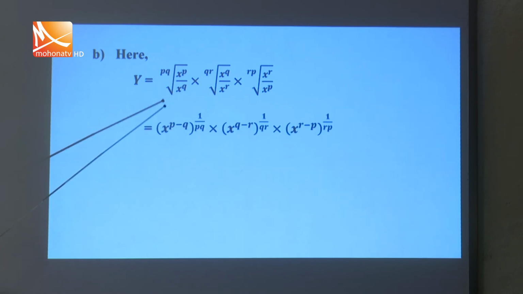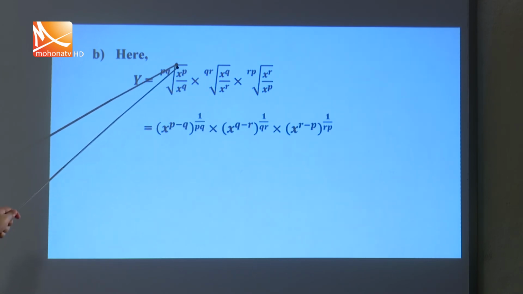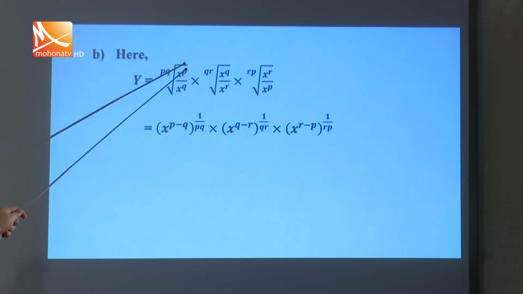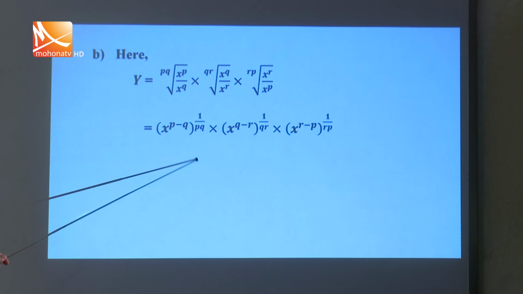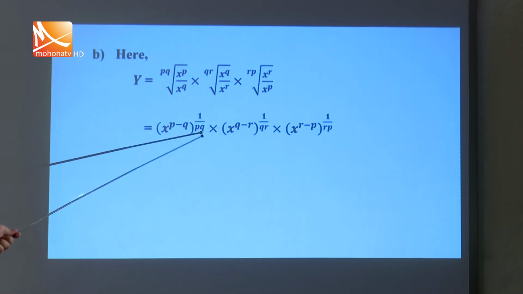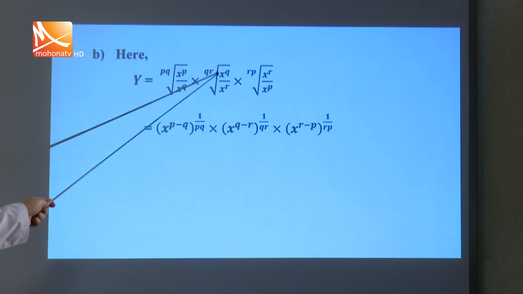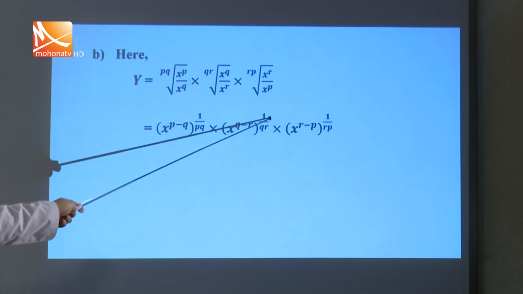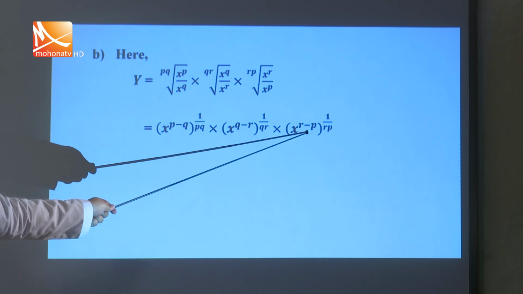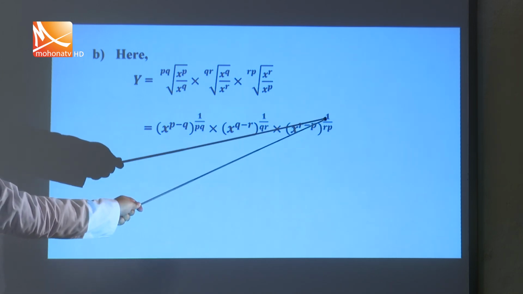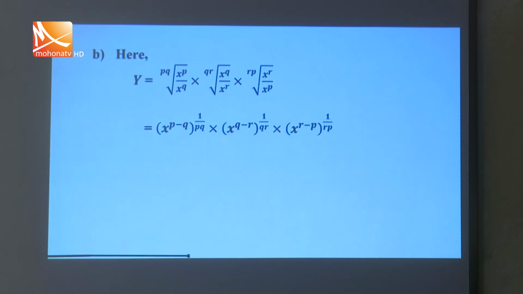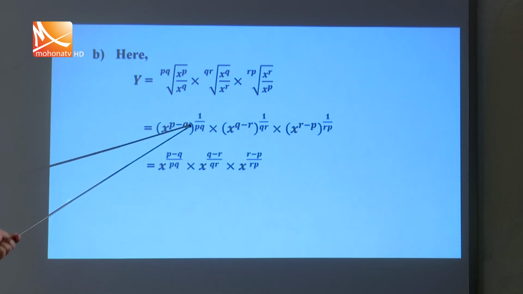And we can write it as x to the power p minus q, since bases are equal here, so we have to subtract their powers. The pth root means 1 by p, similarly the nth root, and the qth root means 1 by q, and we can subtract their powers also. So, (x to the power q minus r) whole to the power 1 by qr into (x to the power r minus p) whole to the power 1 by rp. And in our next line we can multiply these two powers together.